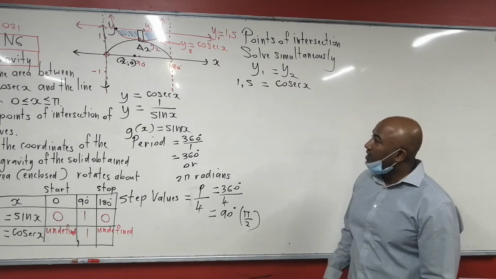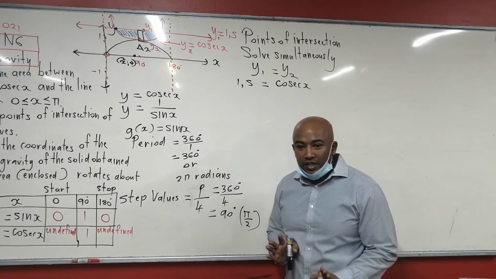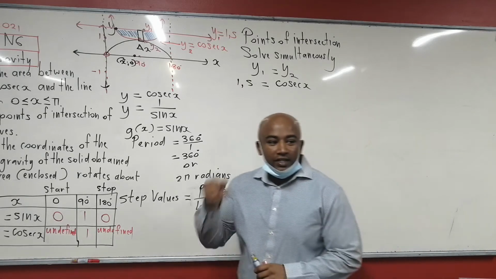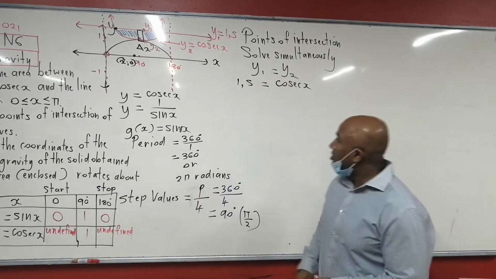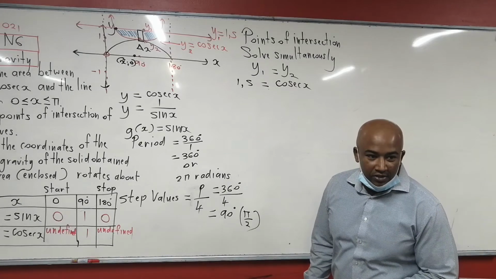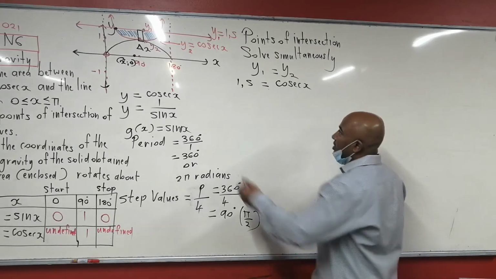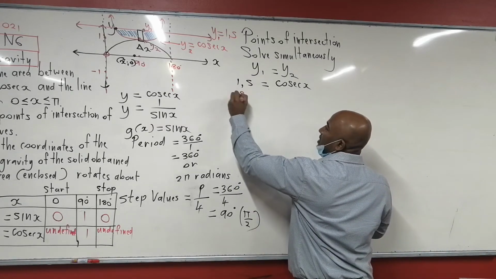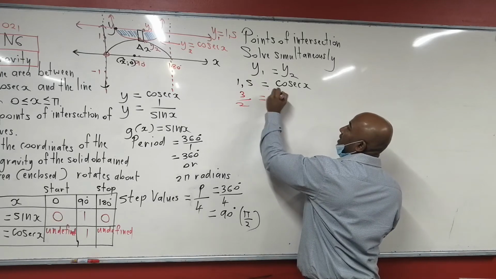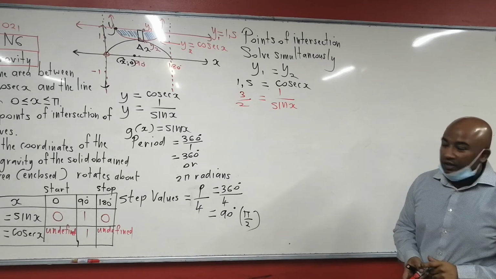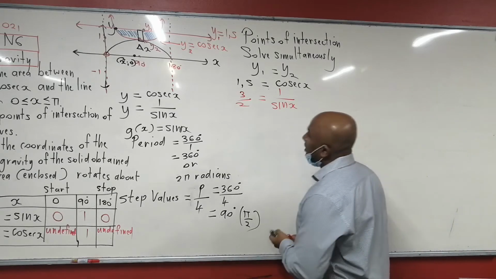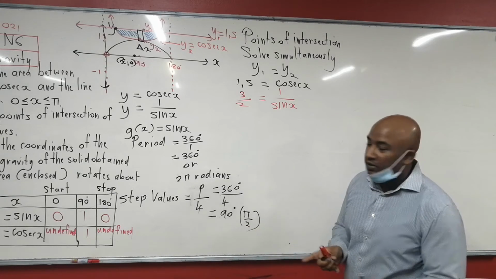So when we are dealing with a trig equation, always try and get sine, cos, or tan. So this is not sine, cos, or tan, it's cosec. So we got 1 comma 5, which is 3 over 2. Cosec is 1 over sine. So what am I going to do? I'm going to invert both sides.